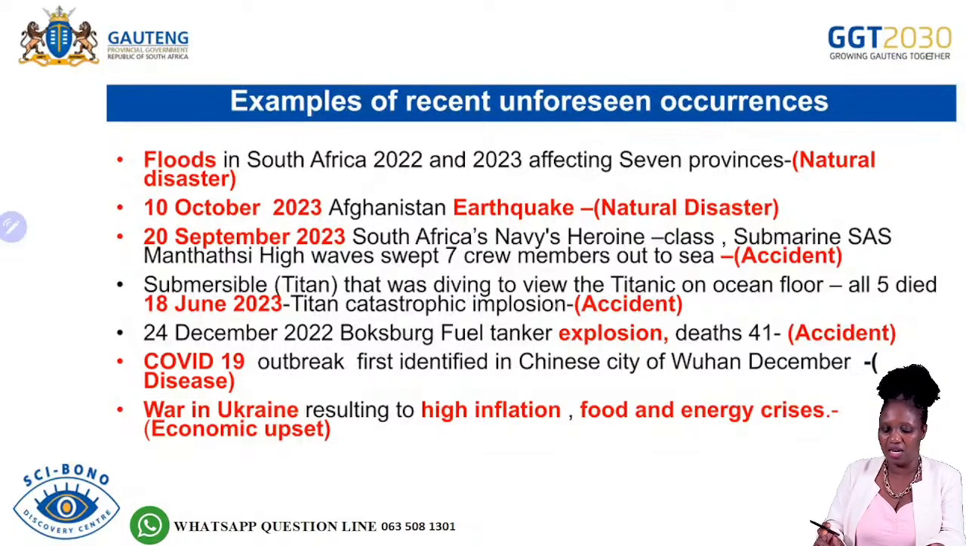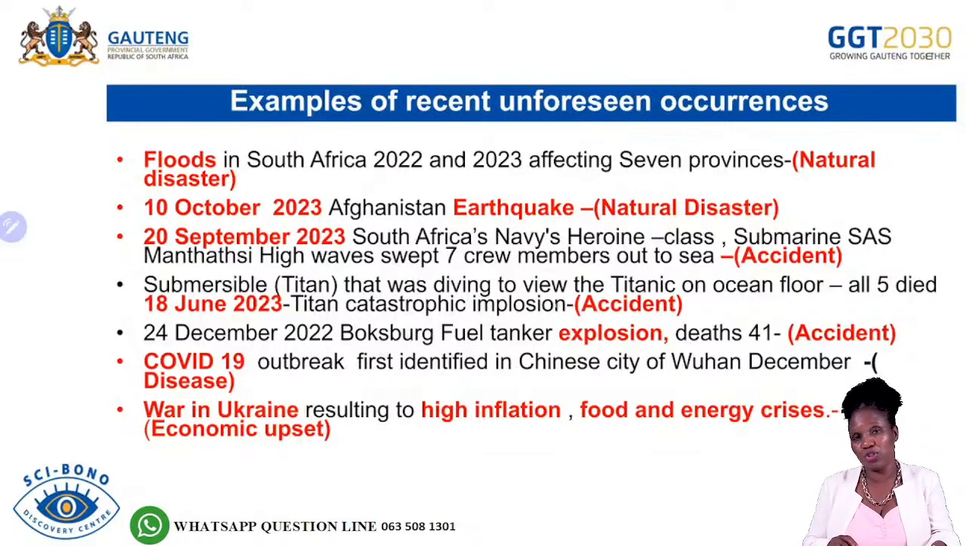All right. And then we had the COVID-19 outbreak, which was first identified in the Chinese city of Wuhan in December. All right. This is a disease. Okay. It's an example of an unforeseen occurrence. And then there is the war in Ukraine, resulting in high inflation, food and energy crisis, and economic upset. And remember what is happening now between Israel and Gaza. Okay. It also affects the tourism industry. It is an unforeseen occurrence. It is an economic upset. All right, let's move on.